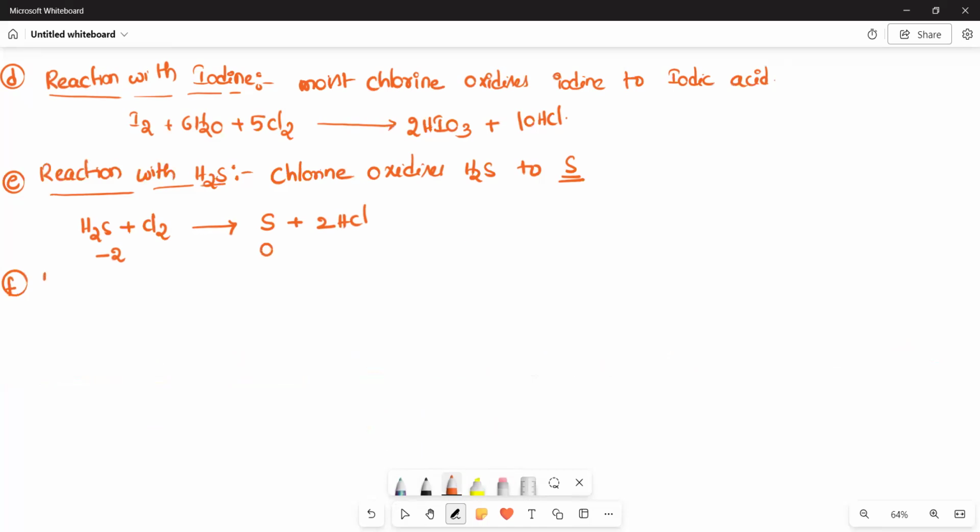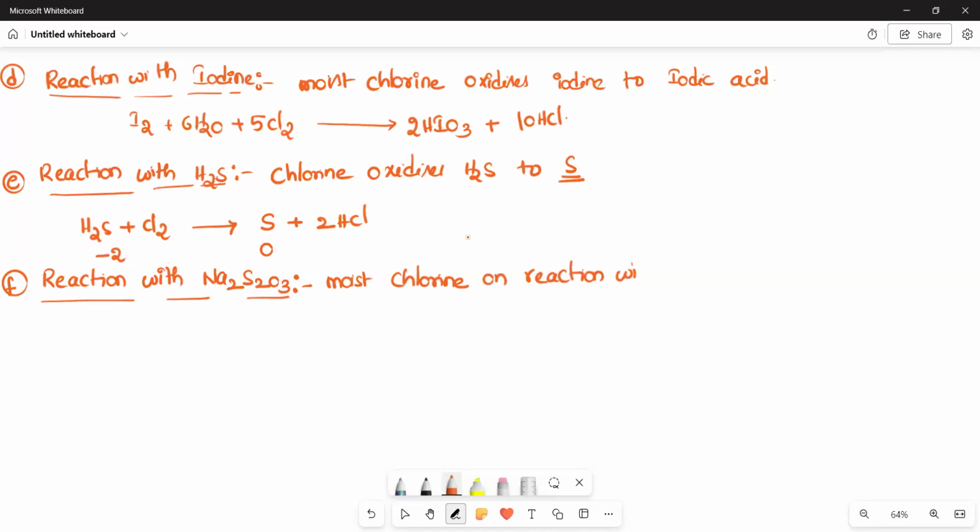Next one, reaction with hypo, Na2S2O3. Moist chlorine on reaction with hypo, or Na2S2O3, sodium thiosulfate, Amma, that is called hypo, gives Na2SO4, HCl and sulfur.